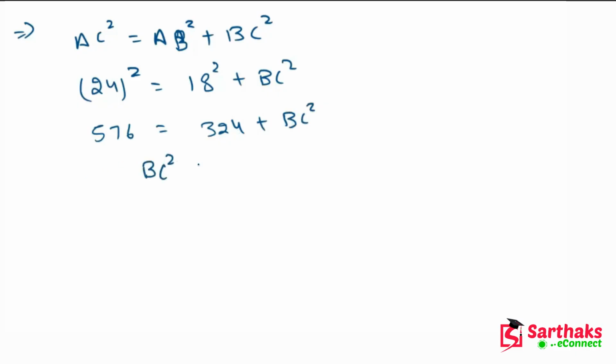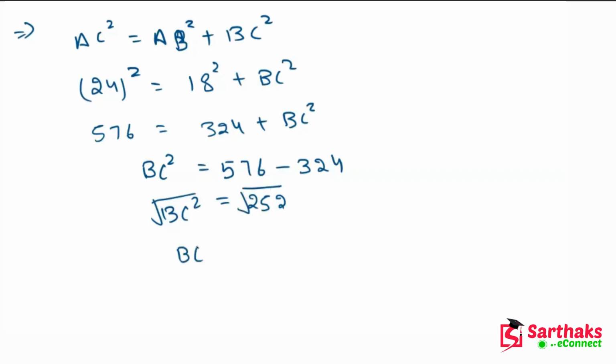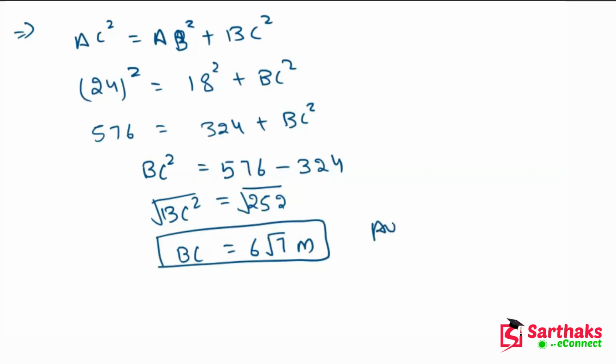So BC square is equal to 576 minus 324. If we subtract, we get 252, and this is BC square. Taking under root both sides, we get BC is equal to 6 root 7 meter. So the value of BC is this.